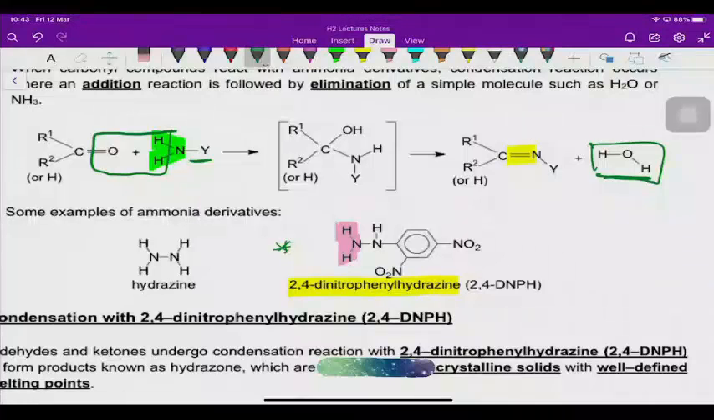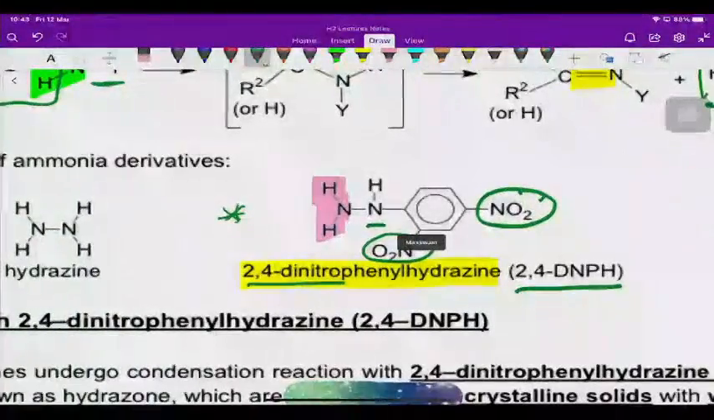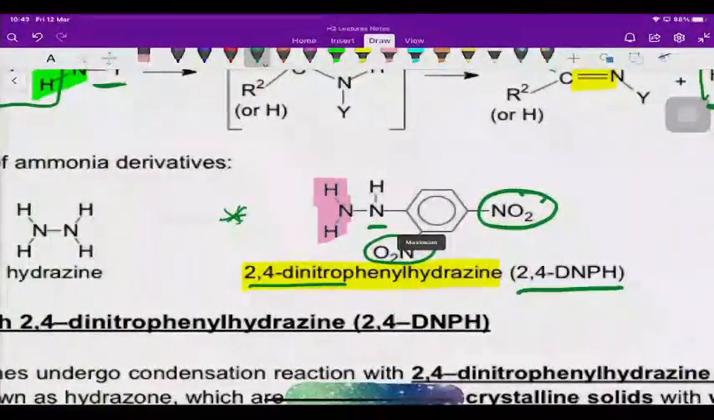So do remember the structure. You have another end here, and then of course, because it's 2,4-dinitro, it is at the 2 and 4 position. Short form 2,4-DNPH. Do remember. But we are looking at the highlighted pink part, because that's the part that reacts.